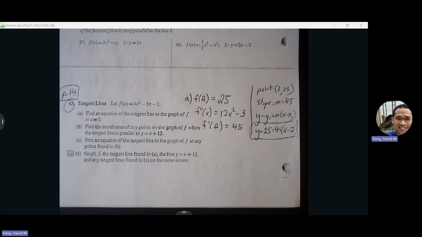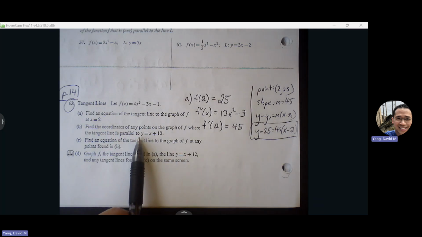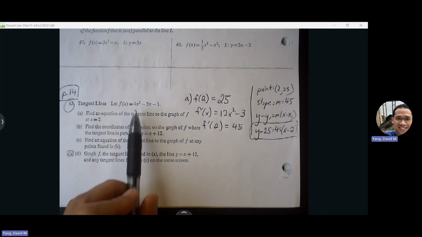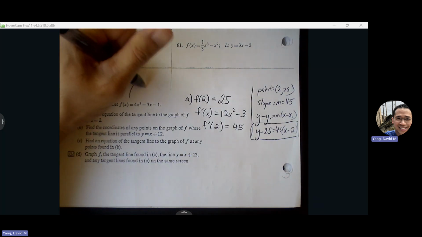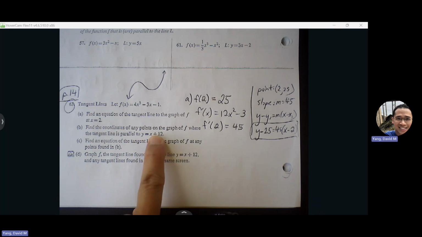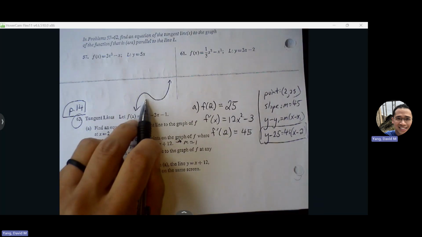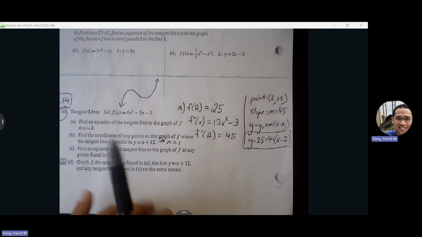Find points where the tangent line is parallel to y equals x plus 12. So basically, you want to know where on this curve, let's say the curve looks something like this, where on this curve is there a slope that matches the slope that we have here? So what is the slope of this line? 1, right? So I'm basically asking, where is this graph going to have a slope of 1? And we can use the derivative.